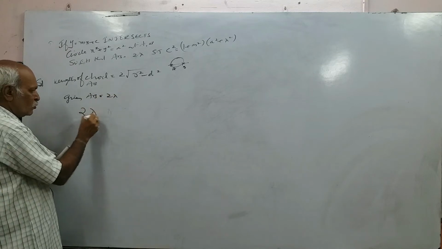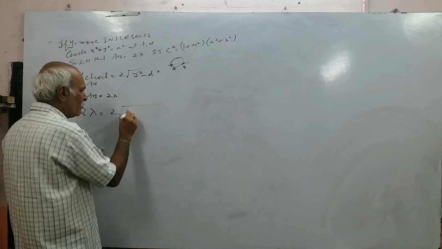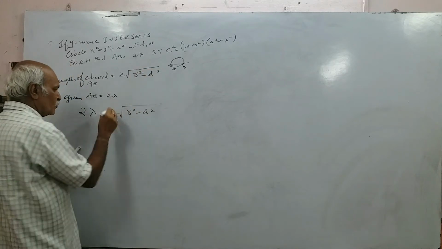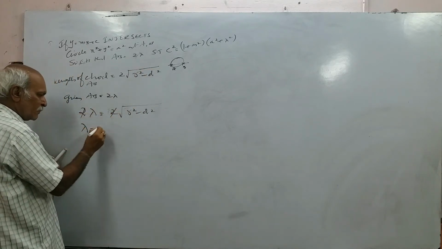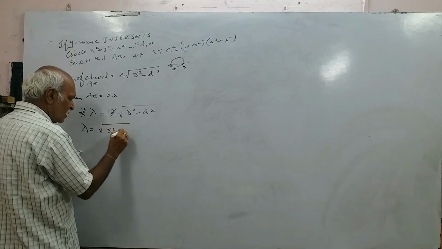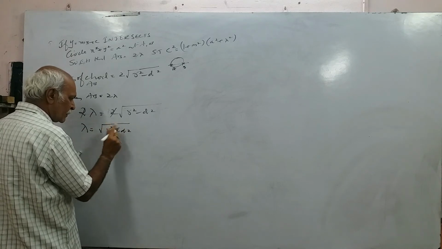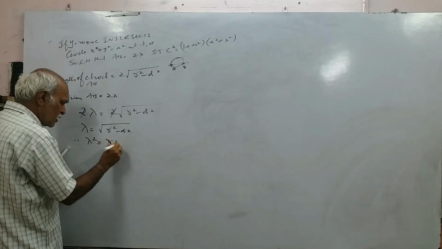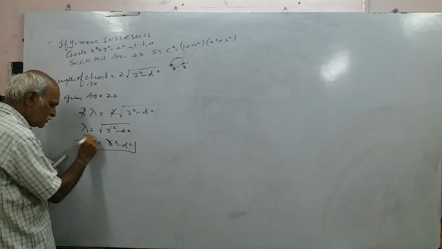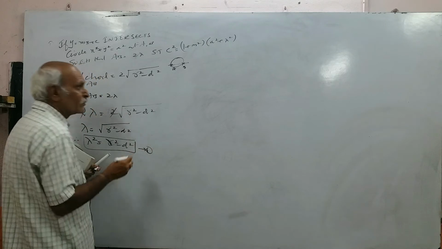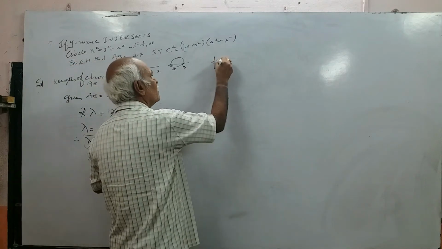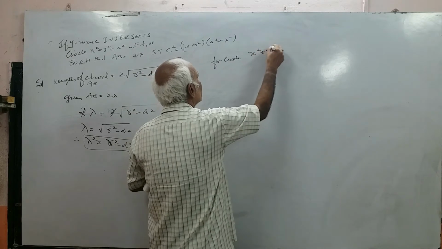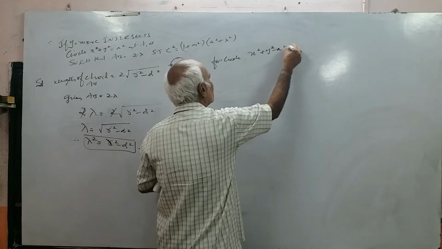Therefore, 2 lambda is equal to 2 into root of r square minus d square. Right? So, 2 will get cancelled. Lambda is equal to root of r square minus d square. Therefore, lambda square is equal to r square minus d square. You call it equation number 1. For the circle, what is the circle? x square plus y square minus a square is equal to 0.